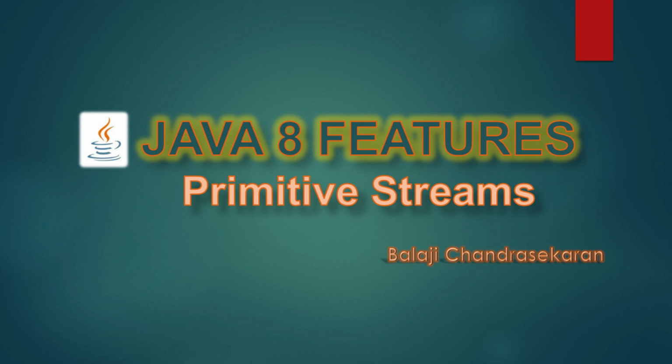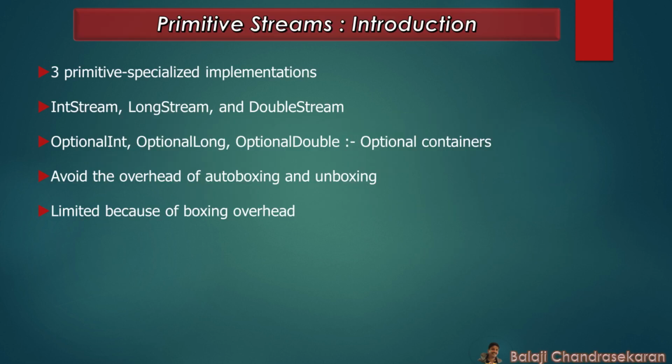I am Balaji Chandrasekharan. Today I will be discussing the Java Primitive Streams API. Streams primarily work with collections of objects and not primitive types. Primitive streams in Java are specialized versions of streams and are introduced to provide a way to work with the three most used primitive types: int, long, and double. The Java standard library includes three primitive specialized implementations: IntStream, LongStream, and DoubleStream.